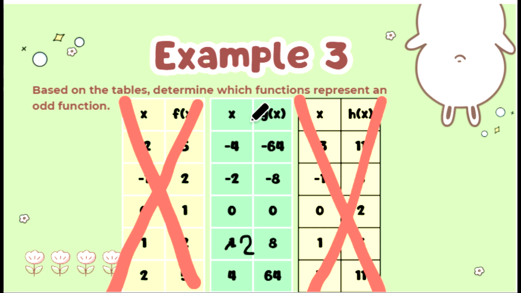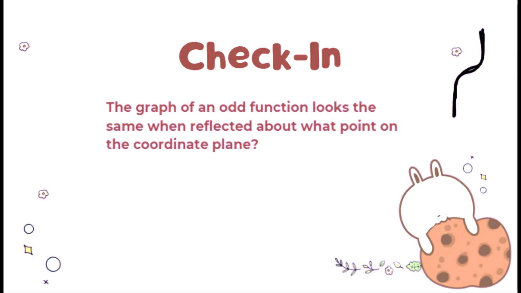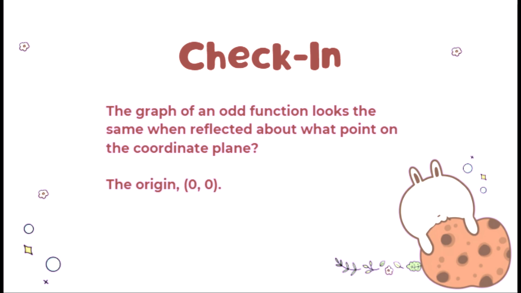All you do is look to see if it should be 4, 2, 0, 2, 4, 64, 8, 0, 8, 64. The numbers should be the same. Like you have 0 and then you have 8, 8, 64, 64. And then the signs get flipped appropriately. Here's a check-in. The graph of an odd function looks the same when reflected about what point on the coordinate plane? It's reflected about the origin, which is 0, 0.